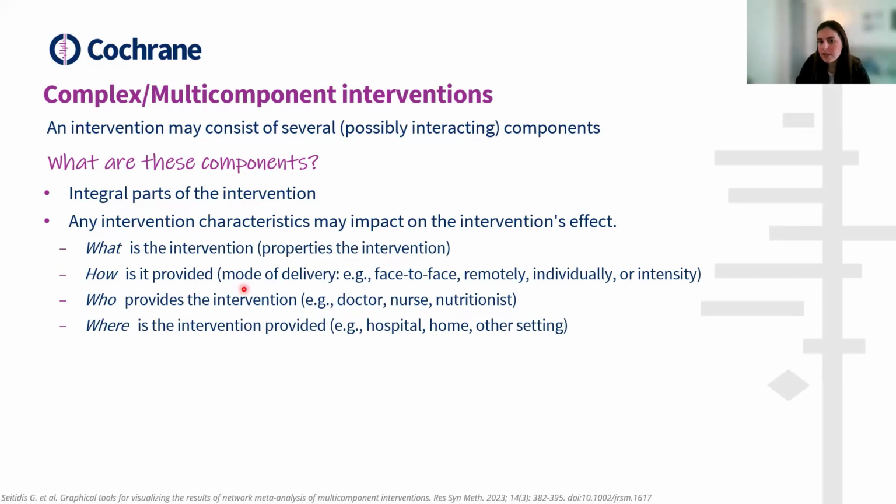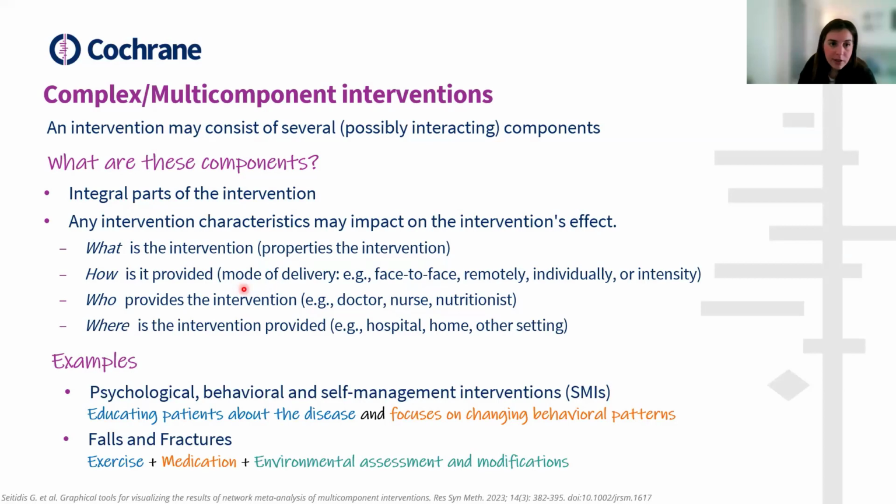Or what is its density? How often, for example, the intervention is provided? Is it twice a week? Is it every day? Is it a high intensity or low intensity? Then such characteristics may refer to who provides the intervention. Who is the provider? Is it a doctor, a nurse, a nutritionist, for example, or where the intervention is provided, at which setting? That could be hospital or home. All these are different characteristics that can be part of the intervention.